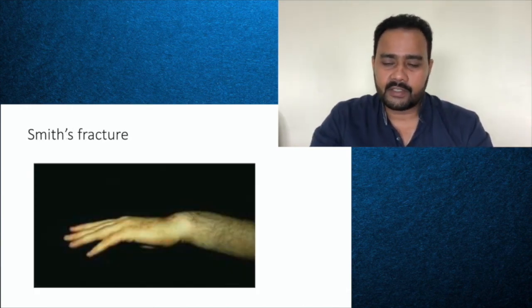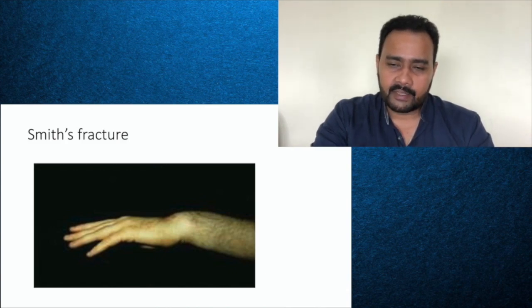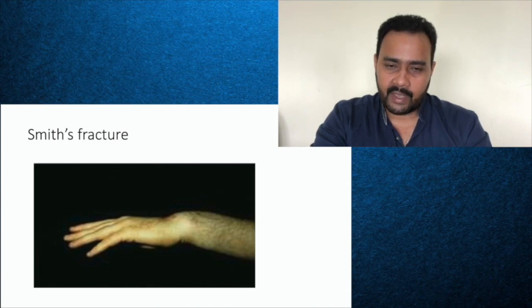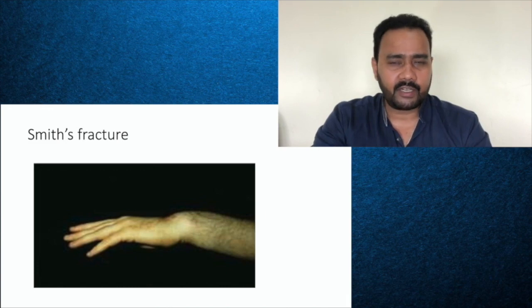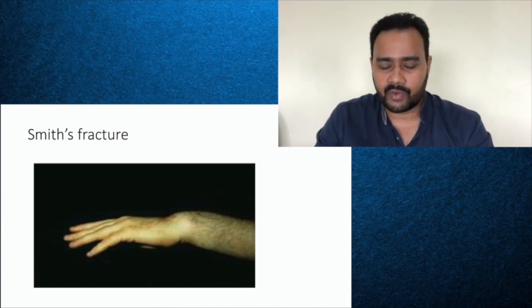So first one is the dinner fork deformity. The distal segment moves dorsally, so that is why they develop a dinner fork deformity. This is because of a fall on an outstretched hand. And when they fall on an inward hand, the distal segment will move ventrally. When it moves ventrally, that is what we call Smith fracture.